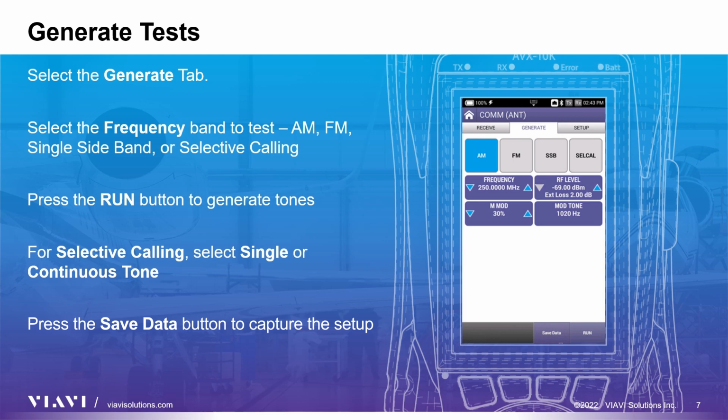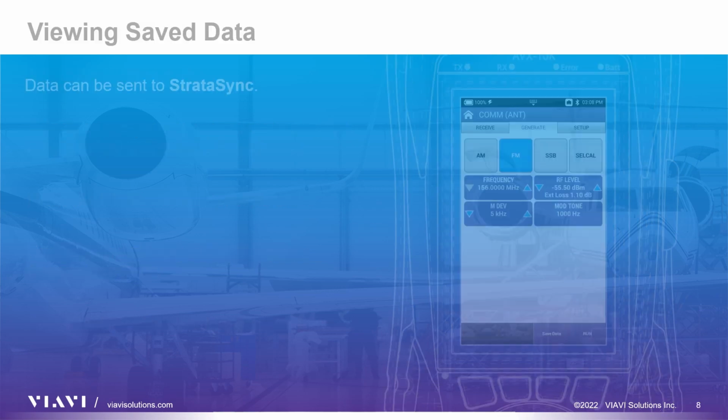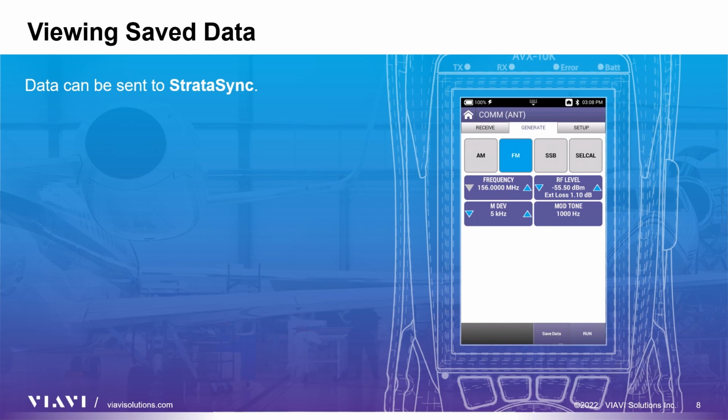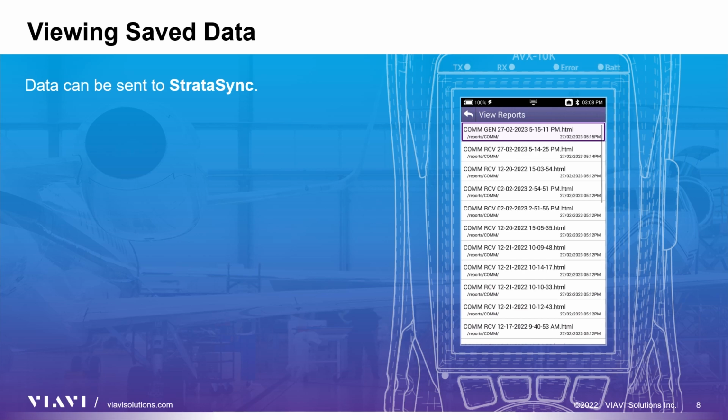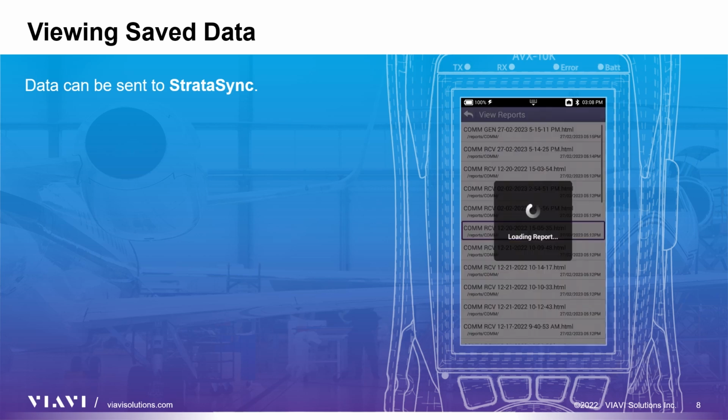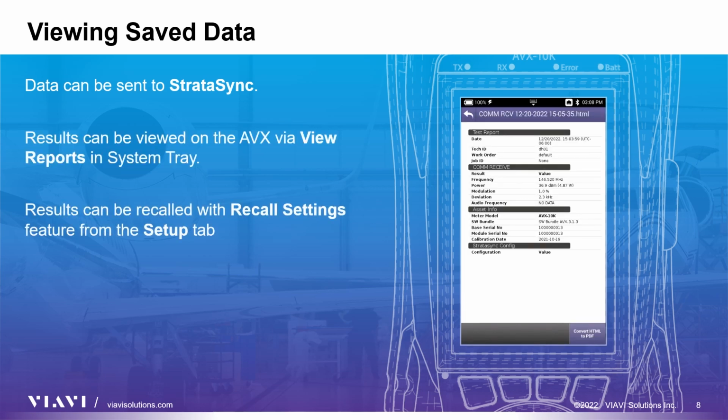Any files that have been saved can be sent to your StrataSync account. Please review the video on StrataSync for more details. The data can also be viewed directly on the AVX in a couple of ways. To view the file, select the System Tray button on the lower right front of the AVX and select the View Reports icon. Click on the file that you would like to view and it will load. Here you can also convert this data to a PDF file which can also be transferred to your StrataSync account.